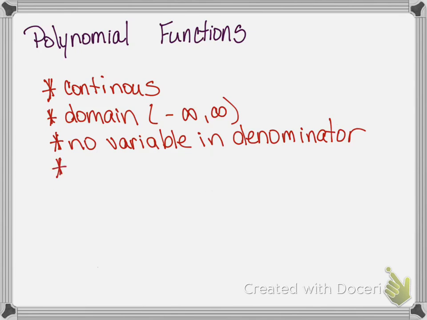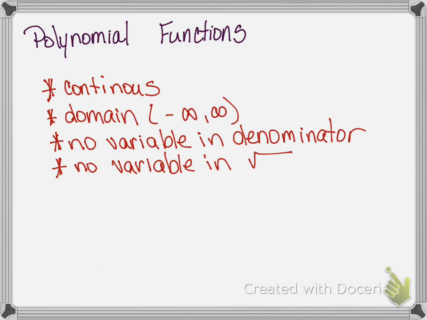When is the other time that we had to limit our function? What's inside the square root can't be negative. So you cannot have a variable inside a square root. For something to be a polynomial function, you can't have a variable in the denominator and you can't have a variable in the square root.